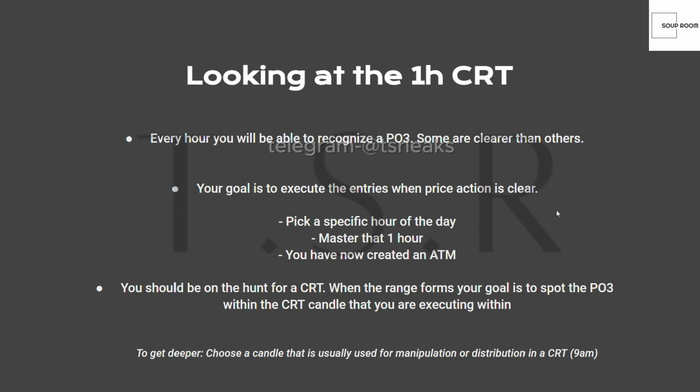Next, pick a specific hour of the day. Master that 1 hour. You have now created a literal ATM. One of your goals should be to master a specific hour of every single day. That hour for me being 9 a.m. If you can master the 9 a.m. hour, then you will have created a literal ATM.